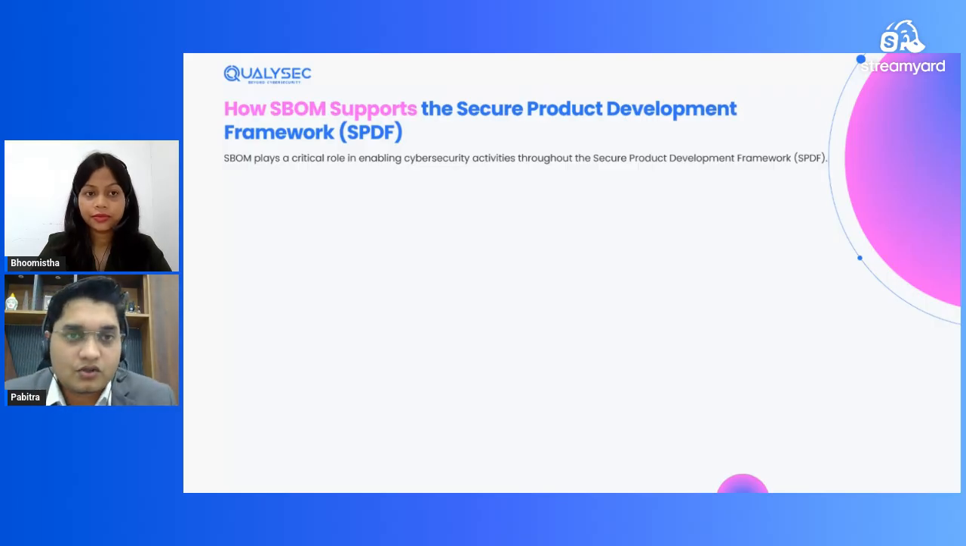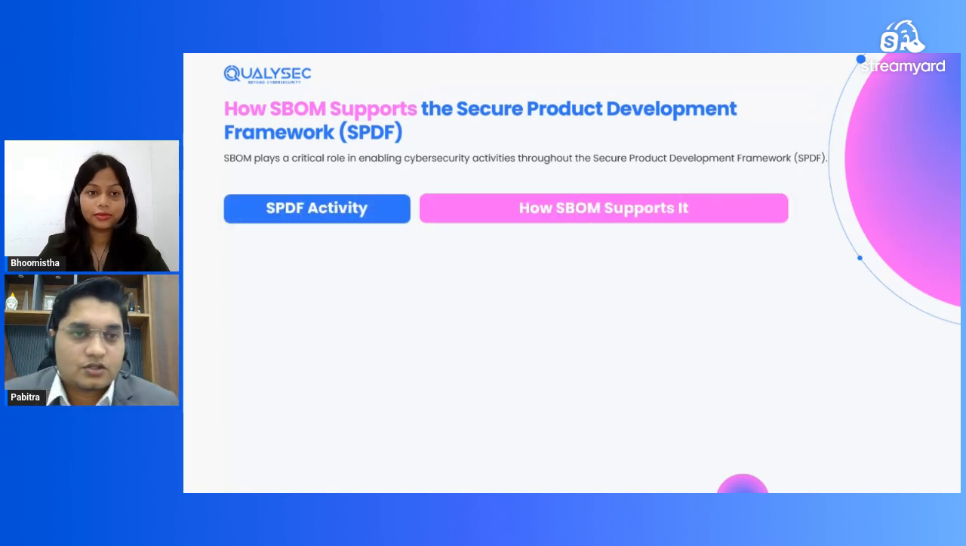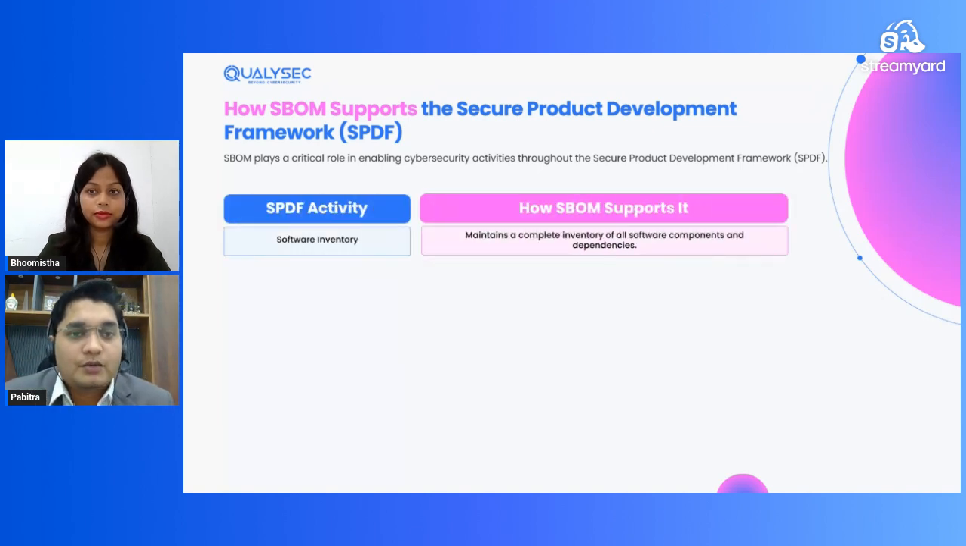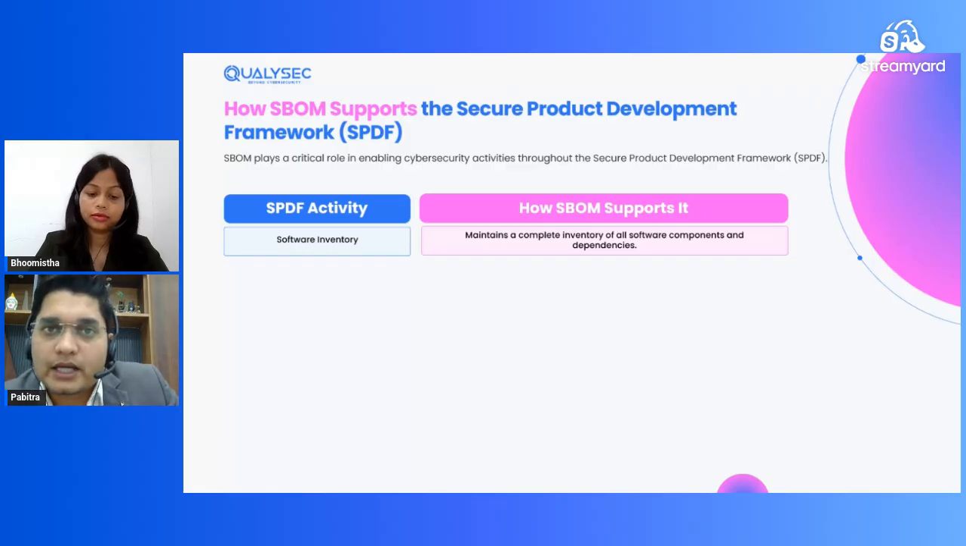Here we also give a very good comparison of what SPDF requires and how SBOM achieves it. So, starting with software inventory. SBOM wants you to have a software inventory. In the SBOM we maintain all software components and dependencies as an inventory, so that we know what we are using to build this whole medical ecosystem.